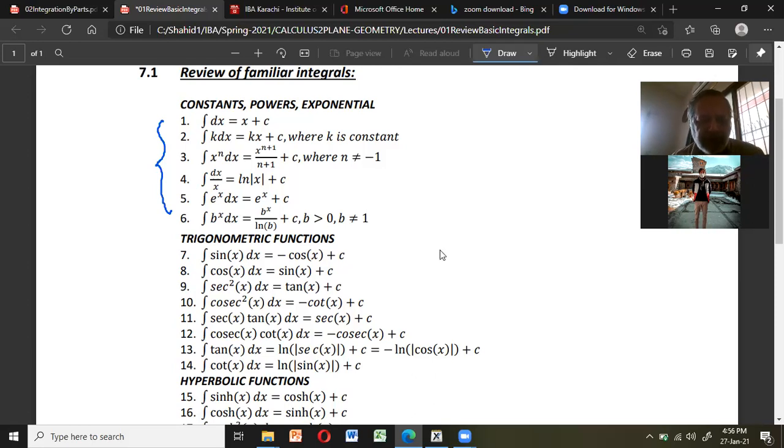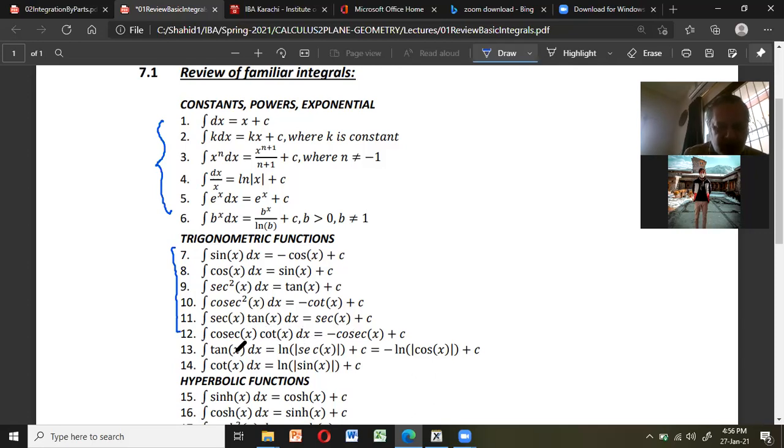Some of them, starting from 7 to 12, are direct consequences of elementary facts, because the derivative of cos x is equal to minus sine x. So the antiderivative of sine x should be minus cos x. Derivative of sine is cos, so the antiderivative of cos should be sine. Derivative of tangent is secant squared, so on up till here. The derivative of cosecant is minus cosecant into cotangent, so the antiderivative of cosecant into cotangent is minus cosecant.